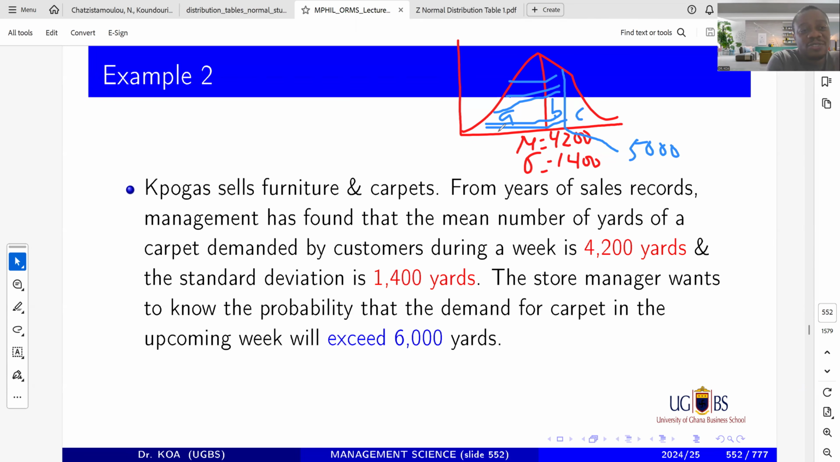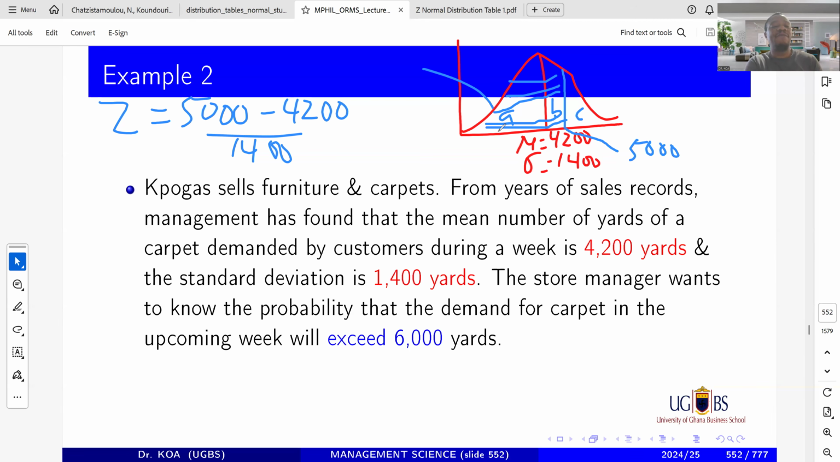So now let's go to our Z. You have to first convert the 5,000 to Z. This is interesting because now you have to find the area A, and we already know the area A to be 0.5. So we just need to find the area B and add it to A. And that's it. The Z is going to be 5,000 minus the mean, which is 4,200, divided by the standard deviation, which is 1,400. What value do you get?